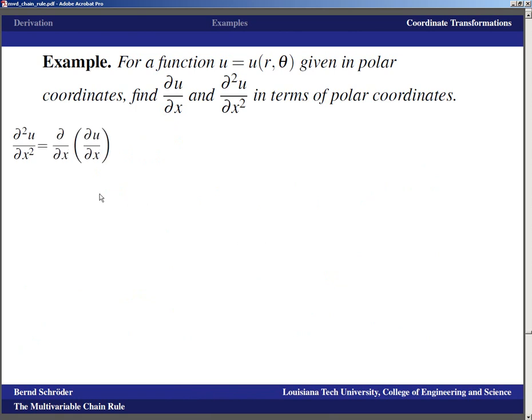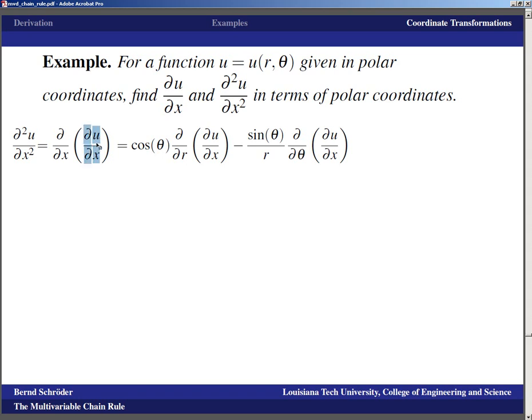So what we do now is apply the differential operator partial derivative with respect to x to the partial derivative of u with respect to x. If I apply this operator, what I get is cosine theta, partial with respect to r of what's inside, minus sine theta over r, partial with respect to theta of what's inside. That is the crucial step to jump to the second derivative. You want to make friends with that and realize that in the computation on the previous panel, we could have, instead of u, just as easily plugged in partial u partial x and left it alone. It would have just looked a whole lot messier.